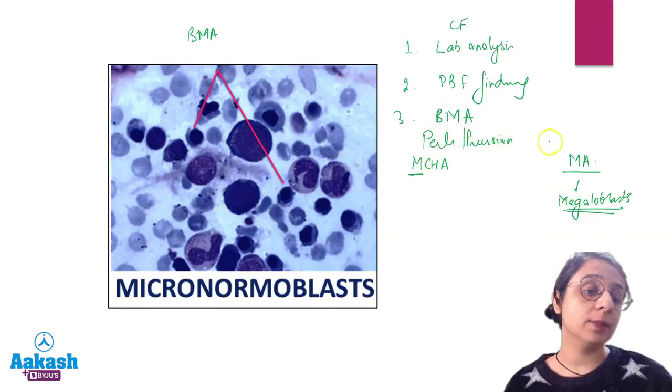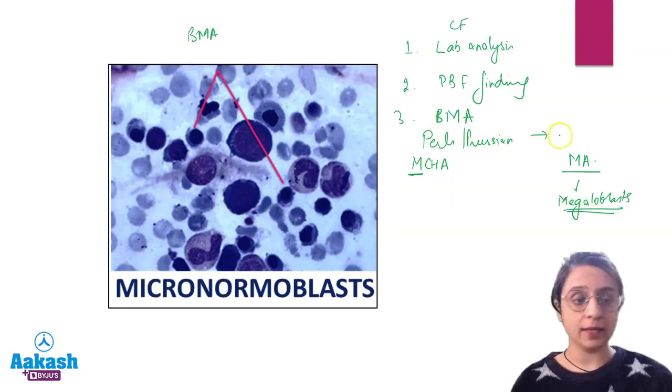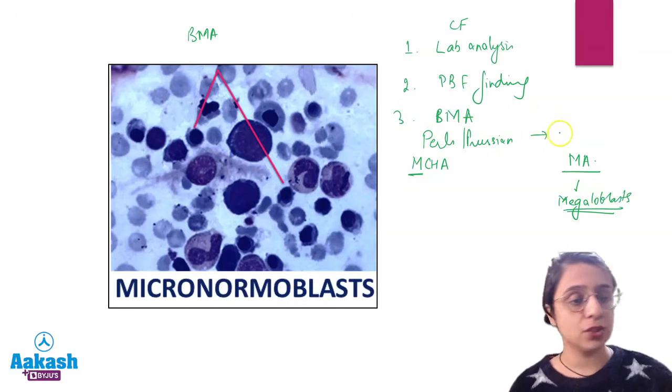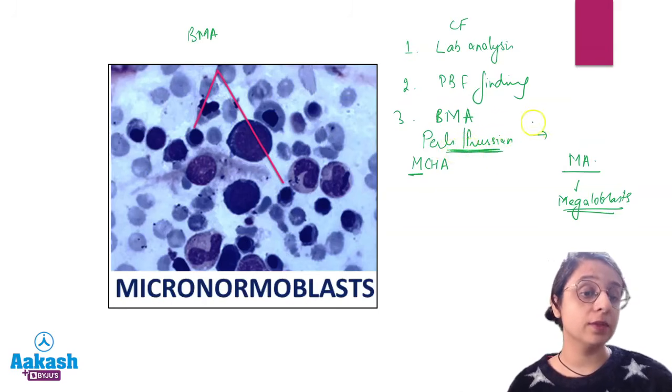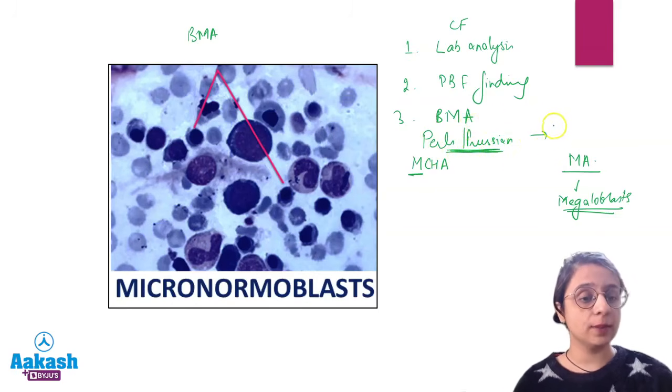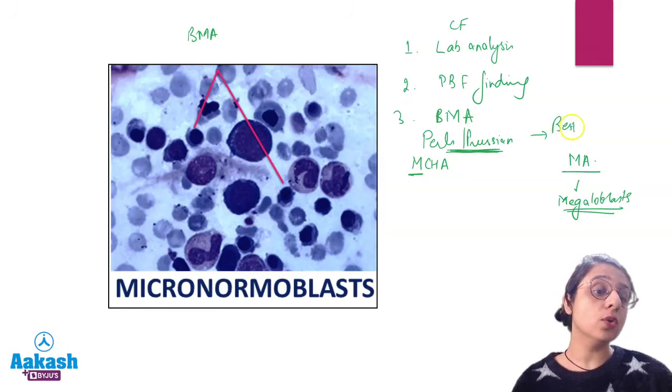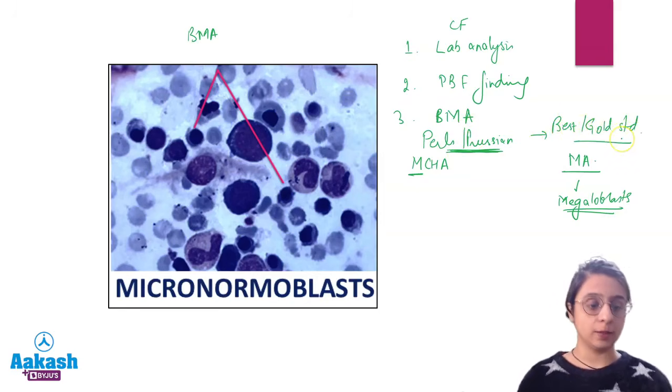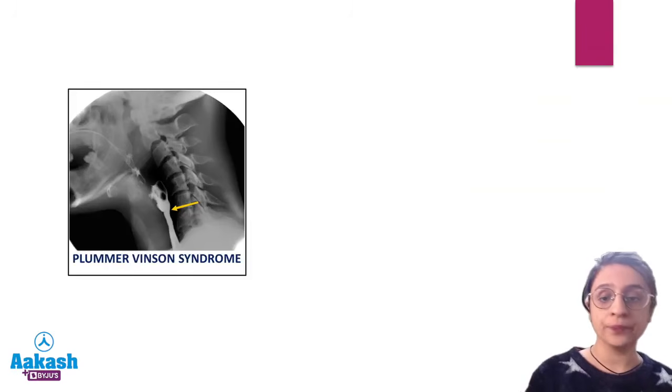And on this stain, because there is a deficiency of iron, depending on the severity of iron deficiency, there will be deficiency of iron on Pearls or Prussian blue stain. In fact, the application of Pearls stain on bone marrow aspiration for detection of iron deficiency is the best or the gold standard method for the diagnosis of iron deficiency anemia. I hope till here it is clear to you.